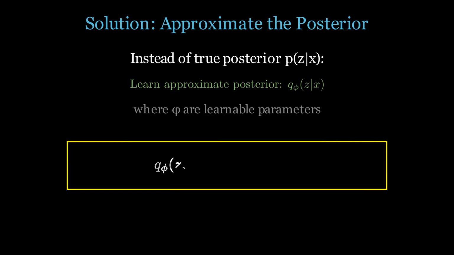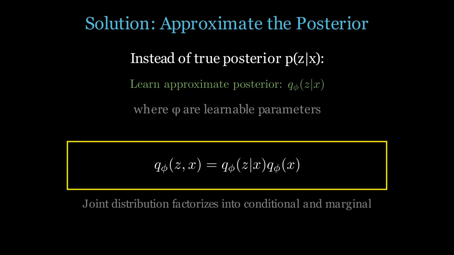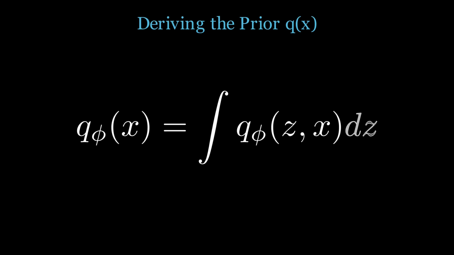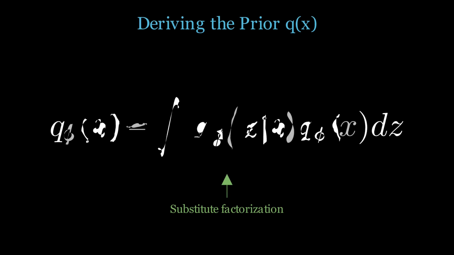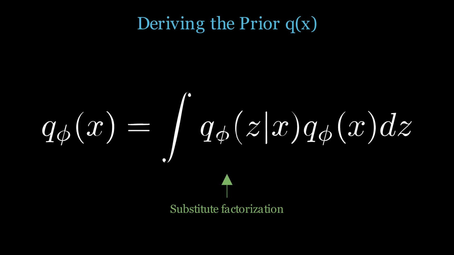This approximate distribution follows the same factorization property. The joint distribution q of z and x equals the conditional q of z given x times the marginal q of x. Now let's derive an important relationship. The marginal distribution q of x can be written as the integral of the joint distribution. If we substitute our factorization from before, we get q of x equals the integral of q of z given x times q of x dz.